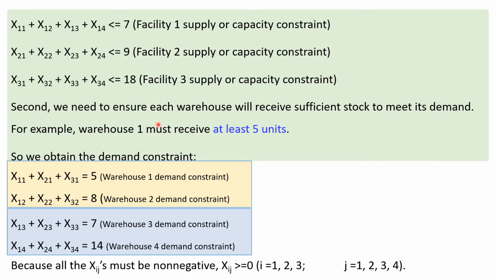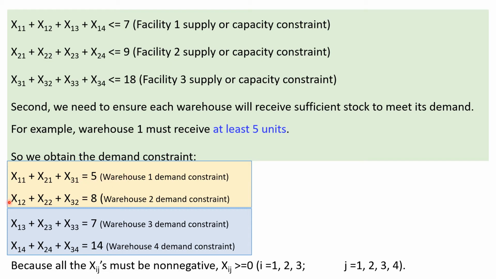And second, we need to ensure that each warehouse will receive sufficient stock to meet its demand. For example, warehouse 1 must receive at least 5 units because it requires 5 units. So we obtain the demand constraints by equality: X11 plus X21 plus X31. That means the items transported from facility 1, facility 2, and facility 3 to warehouse 1 should satisfy the demand of warehouse 1, that is 5.